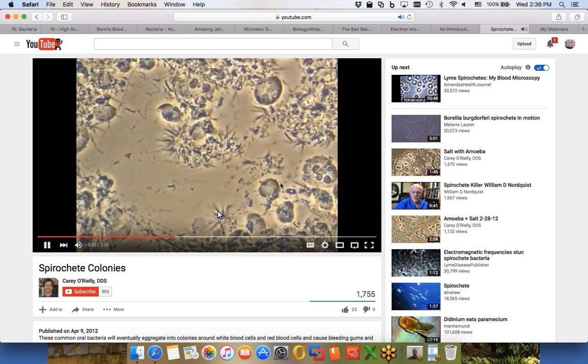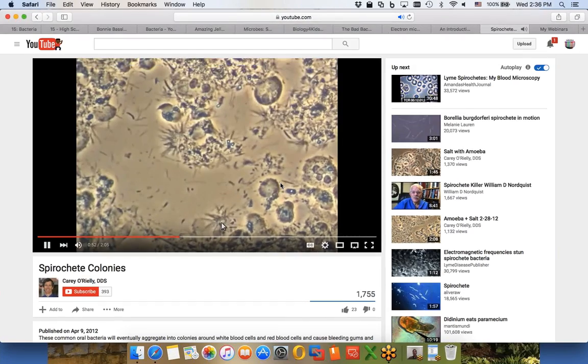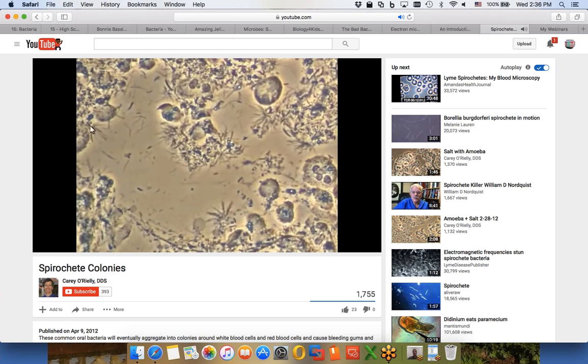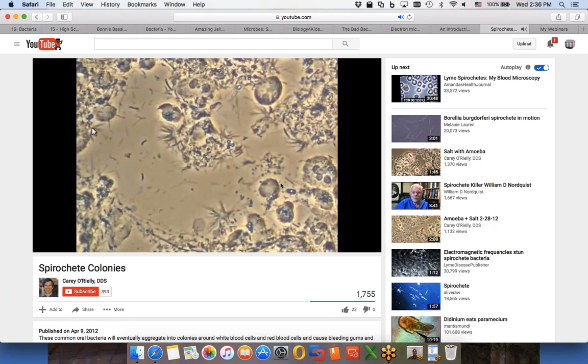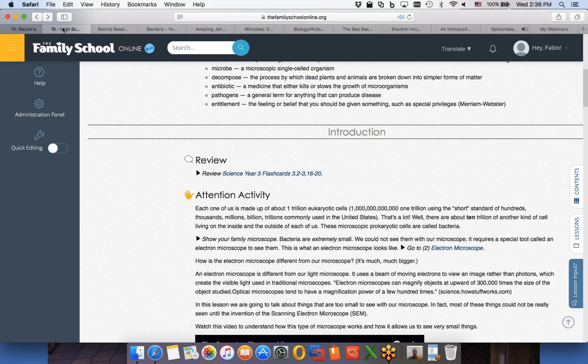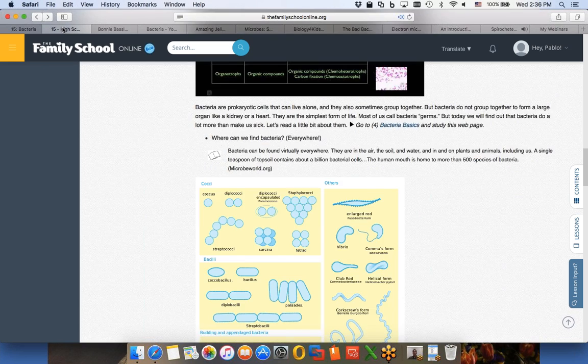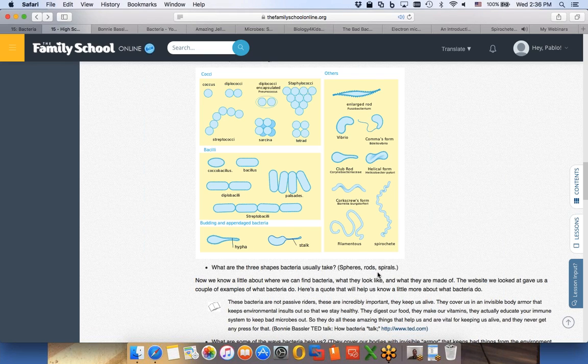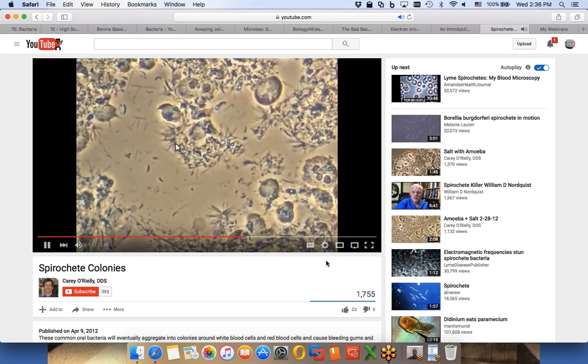Are those bad bacteria, the spirochetes? Yes. The spirochetes are the ones that have this shape. They are kind of like a corkscrew. These ones here, those are the spirochetes.